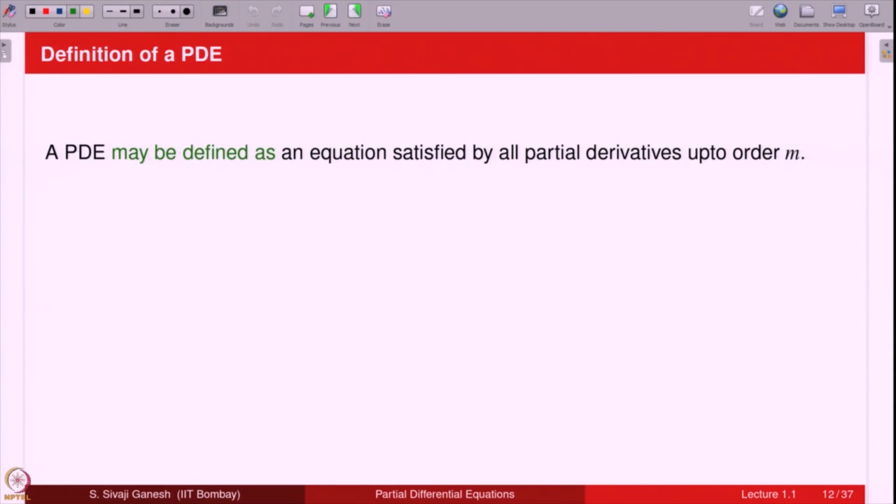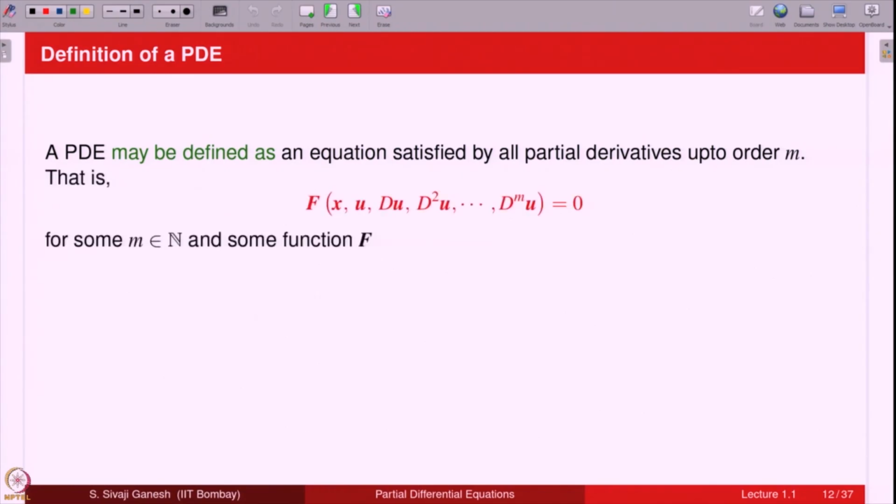Now we need to define. A PDE may be defined as an equation satisfied by all partial derivatives up to order m, including the function as well. So, a relation of this type: capital F of x, u, Du, D2u, ..., Dmu equal to 0. Recall what is Du? Collection of all first order derivatives. D2u is the collection of all second order derivatives, and so on. This is the collection of all mth order derivatives. So, for some m and some function F, we should be able to cast our equation in this form.